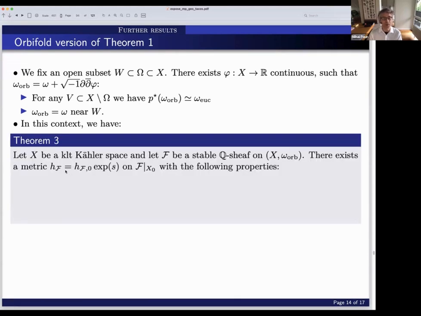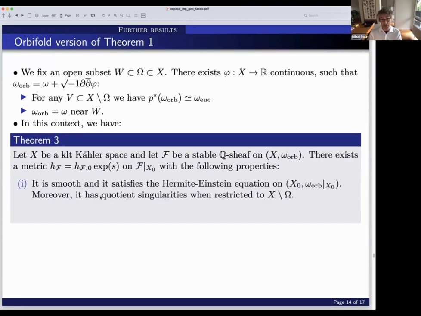And then in this context, we have the following. If we have, well, I put KLT here, meaning that this property is satisfied, and F is an orbifold vector bundle, and I assume it's stable with respect to the class of this metric, then we can construct a Hermitian metric on F restricted to X_0 with the following properties.